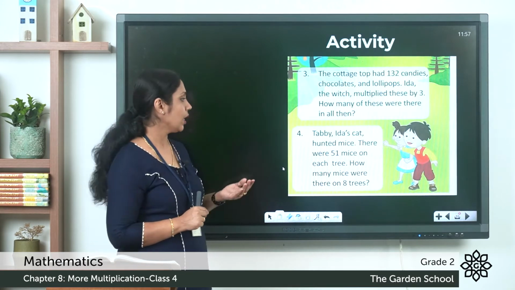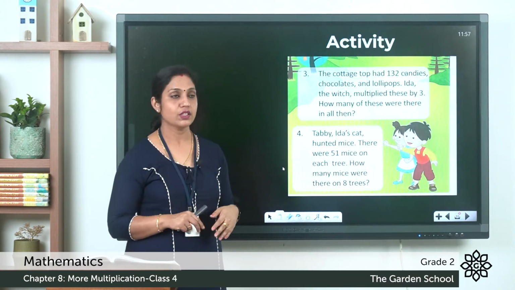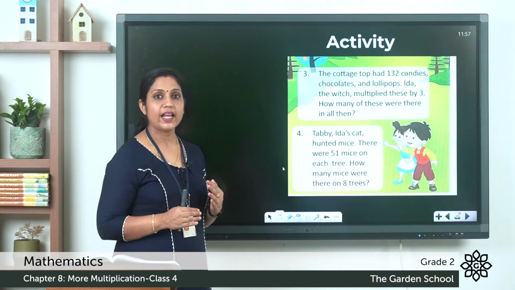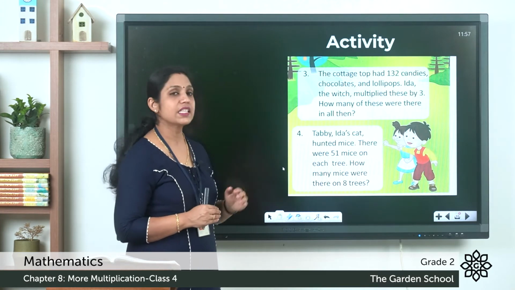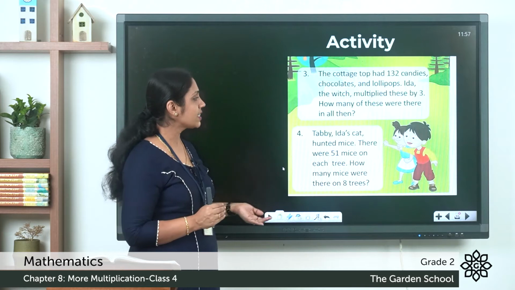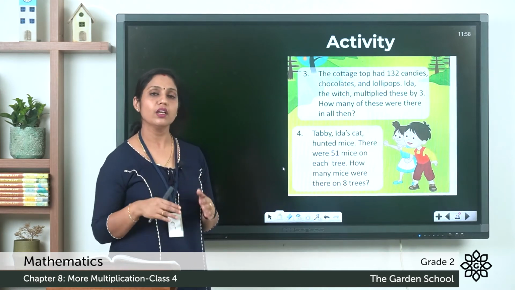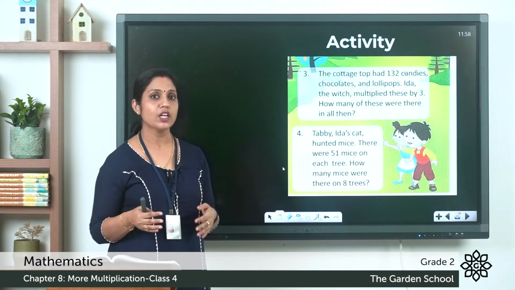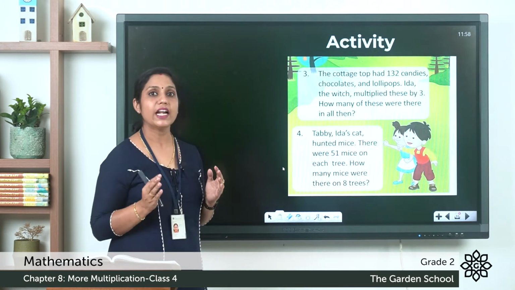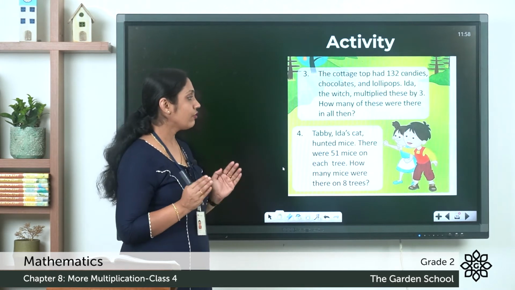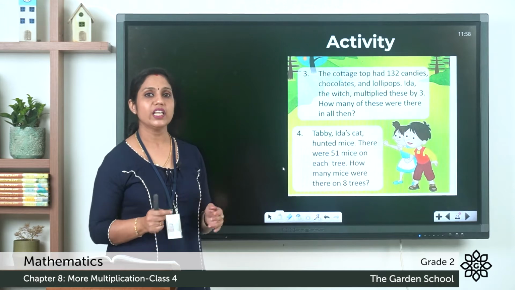There were 51 mice on each tree. How many mice were there on 8 trees? So this Ida had a cat. So the name is Tabby. So Tabby, Ida's cat, hunted mice. So usually what cats do, they hunt mice, right? So this Tabby also went for hunting mice. There were 51 mice on each tree.